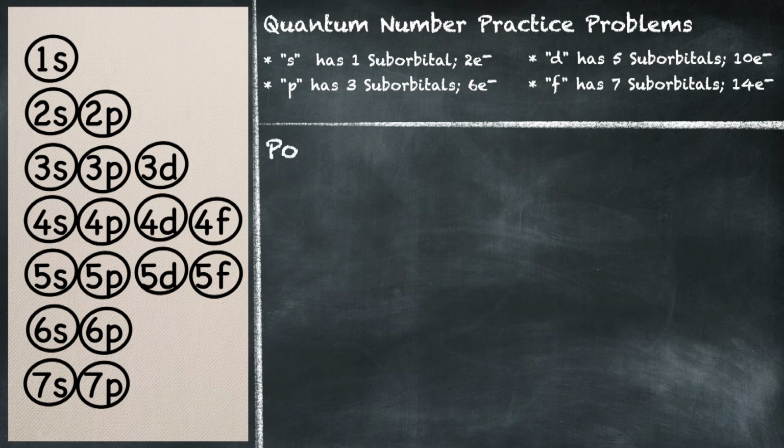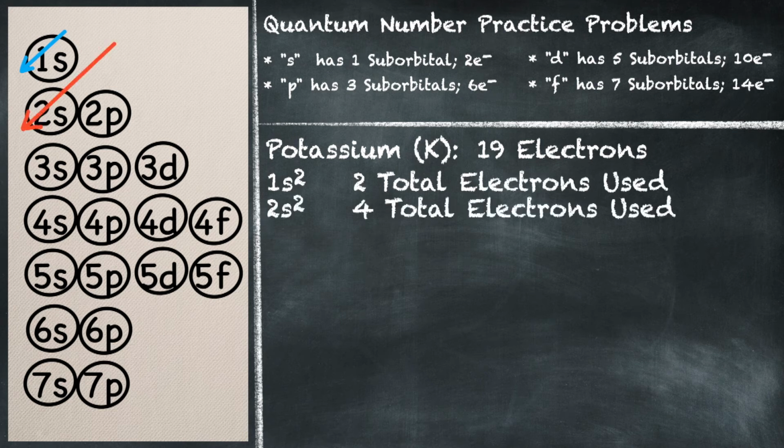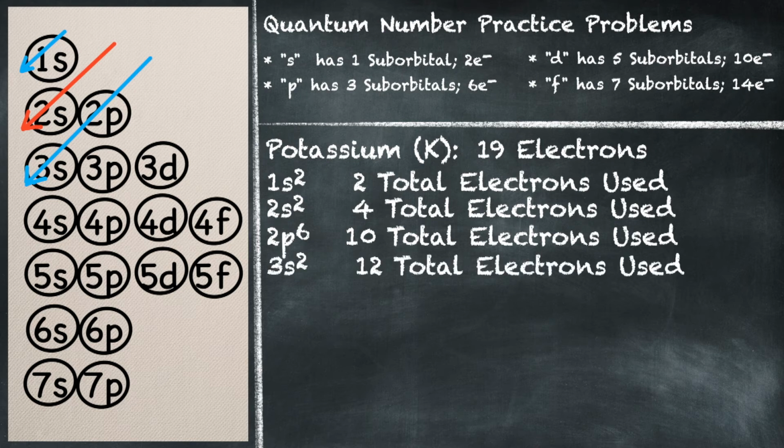Going on to potassium. That's going to be our next one. It has 19 electrons. So we're going to start back out at 1s2. Then we're going to go 2s2. That's going to give us a total of 4 electrons. Then we're going to go 2p6. That's going to give us 10 total electrons. Then we're going to go 3s2 for a total of 12.